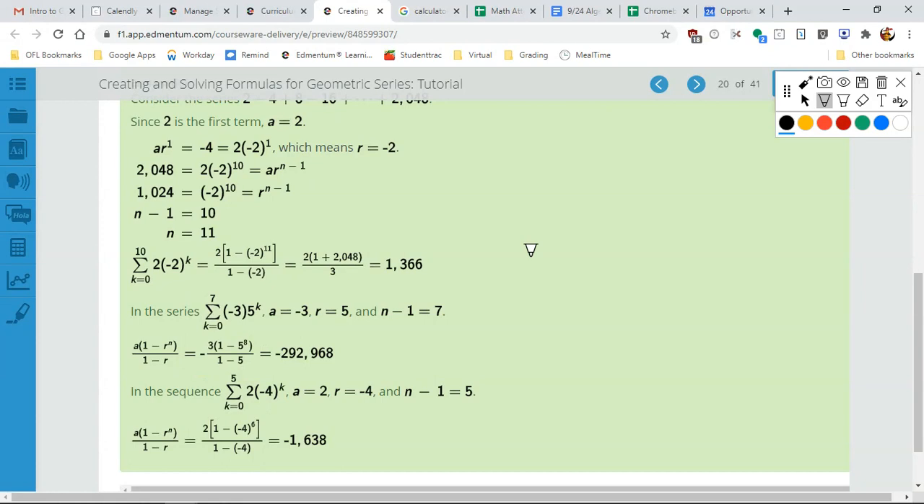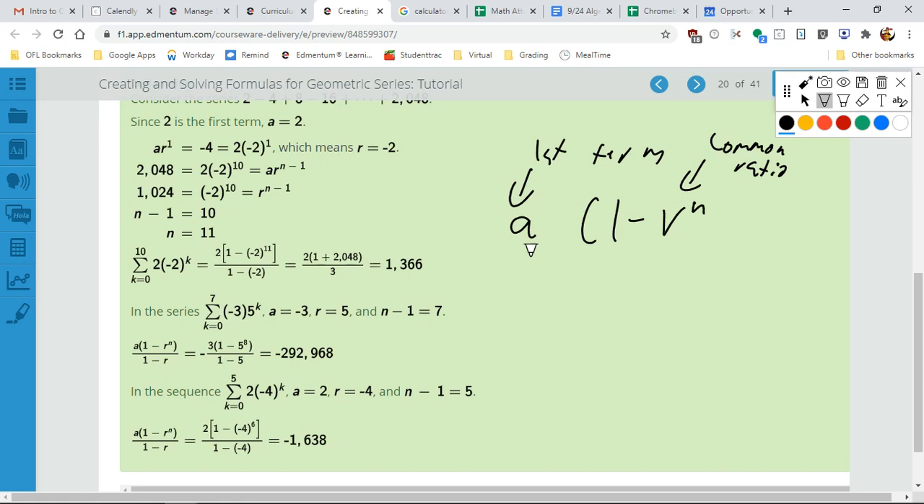So just remember, when we're doing a geometric series, we're adding them all up. Our formula is first term times 1 minus our common ratio, the thing that we're always multiplying it by over and over again, and n, number of terms. So I recommend you guys have this written down somewhere.